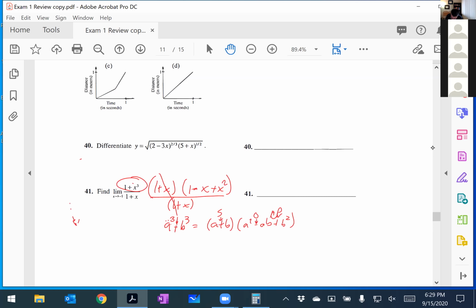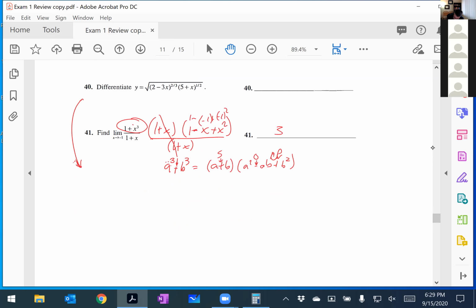Okay, let's differentiate 40. We have y equals, fractions inside of fractions. That's kind of interesting. I'm going to use the chain rule on this. Let me think about how I want to approach this one. Well, let's just write it out anyway: 2 minus 3x to the 2/3 times 5 plus x to the 1/2, all to the 1/2 power, right?